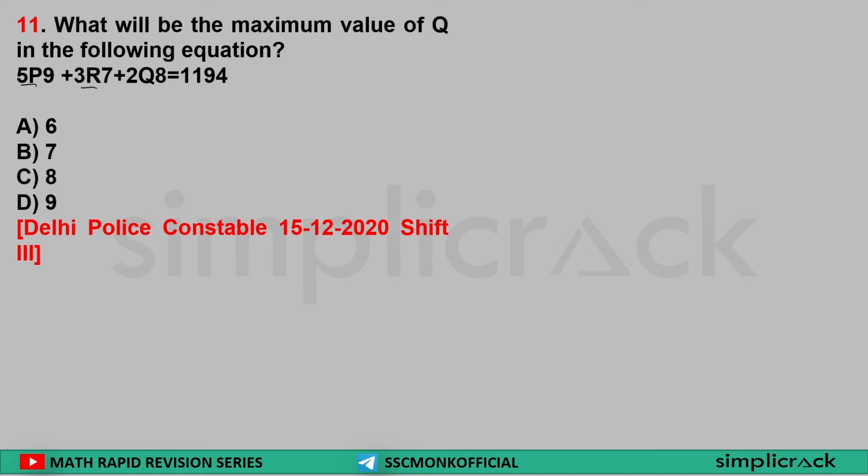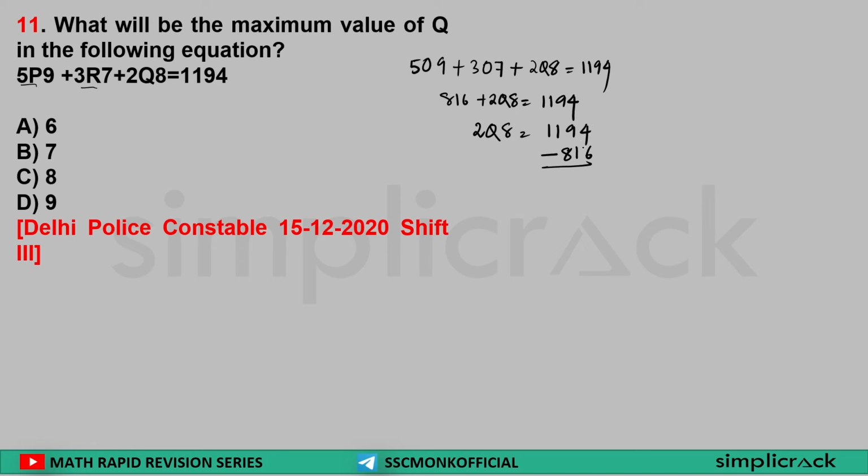Yes or no? Yes. So let's say the minimum value for P is 0. The minimum value of R is 0 plus 2Q8 is equal to 1194. Sir, if I add it, I will get 816 plus 2Q8 is equal to 1194. Or I can write 2Q8 is equal to 1194 minus 816, which is 378. And this is 2. So what is the value of Q? Sir, 7. Done. Sorted with the answer.